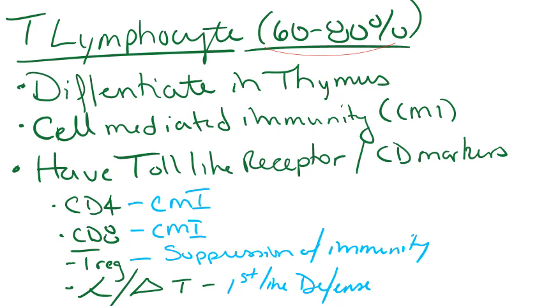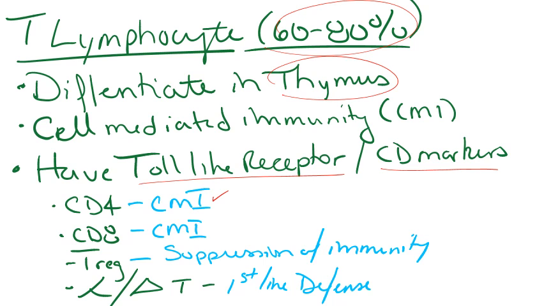Okay, so T lymphocytes represent 60 to 80% of the lymphocyte population in the bloodstream. They differentiate in the thymus. Differentiation means maturation. They are responsible for a process called cell-mediated immunity, or CMI for short. Cell-mediated immunity is responsible for cell-to-cell interaction. That's how they're going to interact, and that's how they're going to facilitate their effect on the body. So they also have toll-like receptors, and they have CD markers. CD markers, like we said, are going to be the cluster of differentiation, and those are the actual cell surface receptors that enable cells to respond and recognize one another.